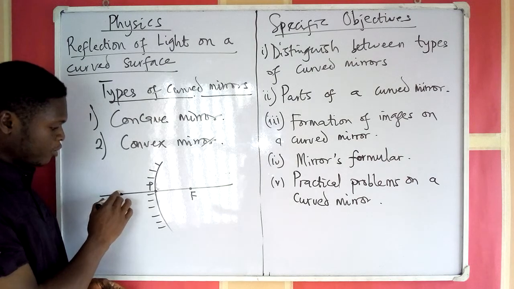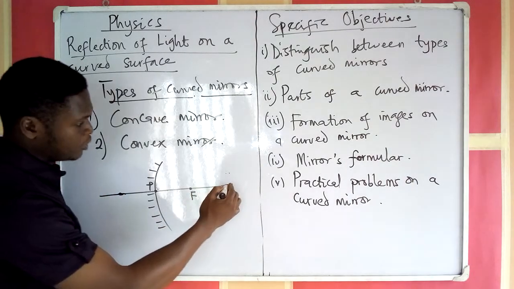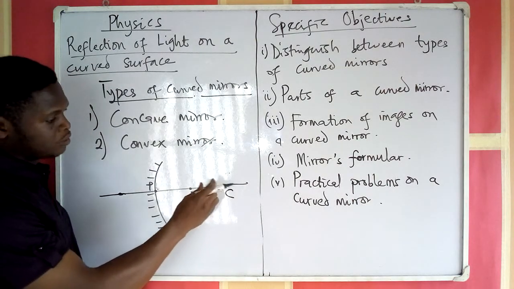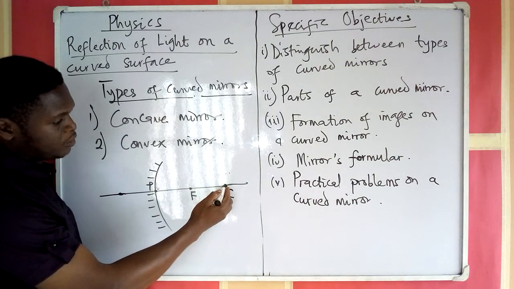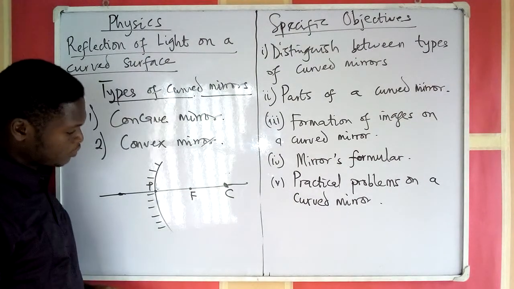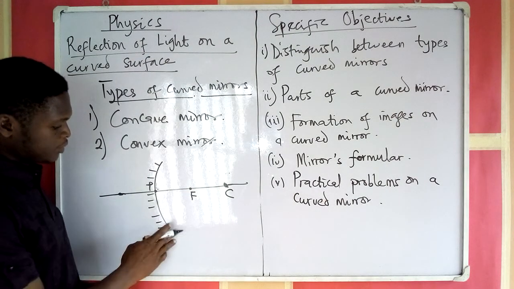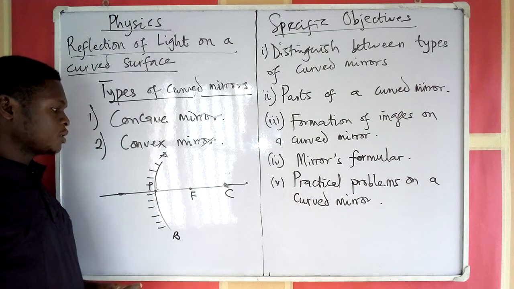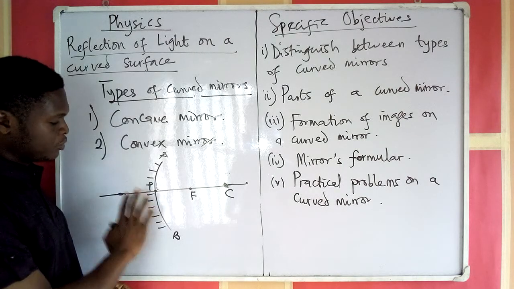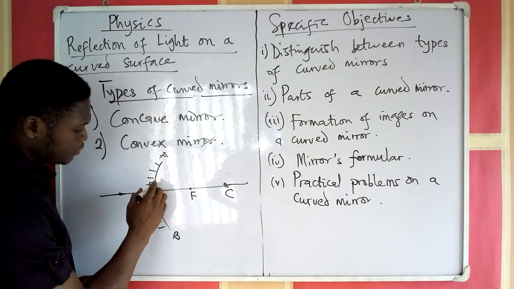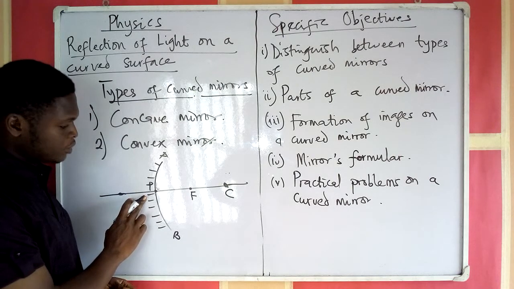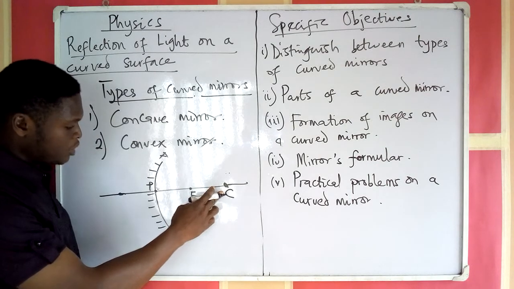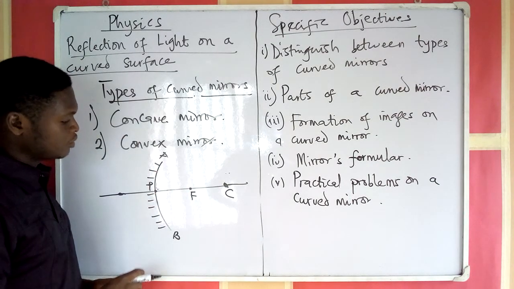Then I have another point in front of this, which I can call C, which we are going to call the center of curvature. Now looking at this, I'm going to label here A, then B. Talking about the parts of a mirror, these are the things that you will see. First of all, the pole. Then the principal focus and the center of curvature. I'm going to explain all these things one after the other.